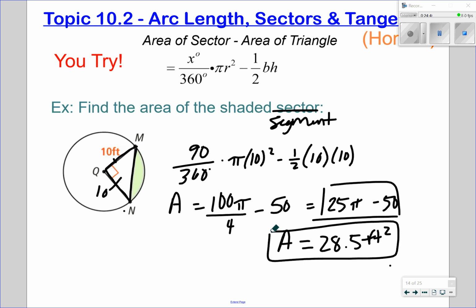Hopefully you're pretty comfortable with that. If not, you'll get a little bit more practice. Okay, definitely make sure you're comfortable with area of a sector and the arc length.